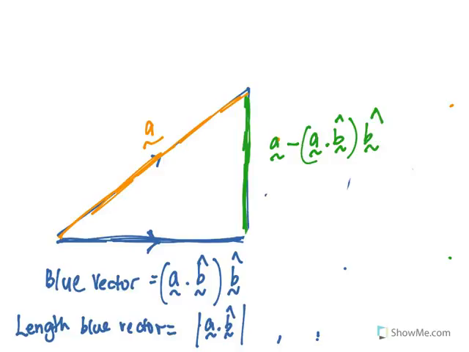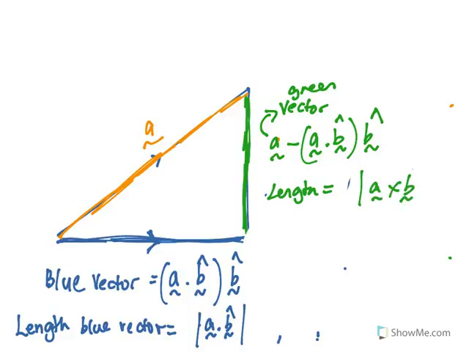So this one is a vector, right? The green vector. But let's say we want to talk about the length of the green vector. Length, we can say, is A times B hat. You can just memorize this. I put the two together so you can see them clearly: one is the vector, one is the length. This one will give you a vector, this one will give you a number.